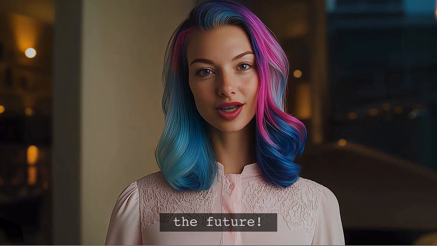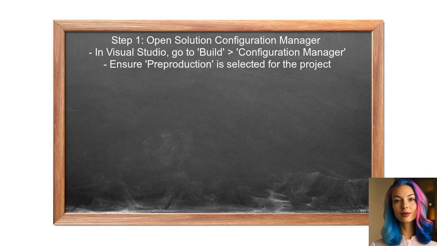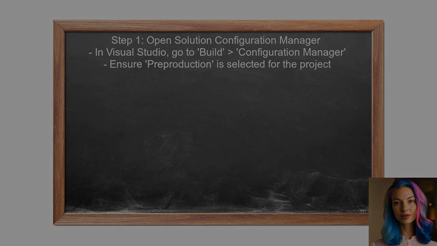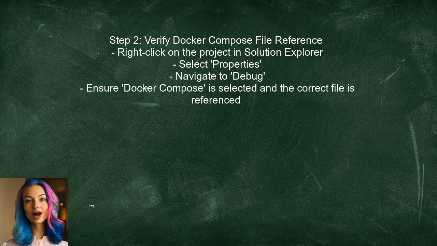To begin resolving this issue, the user should ensure that the custom configuration is properly set up in Visual Studio. First, they need to open the Solution Configuration Manager. Next, the user should verify that the custom Docker Compose file is correctly referenced in the project settings. This is crucial for ensuring that the right configuration is used during the build process.